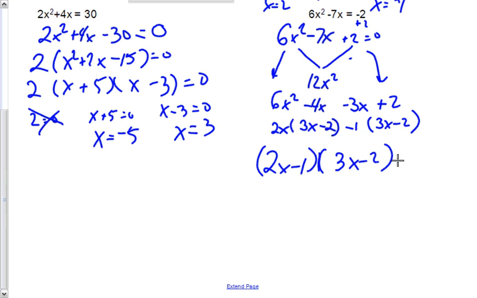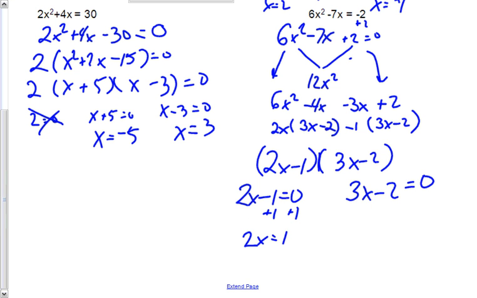Now all we got to do is set each of them equal to 0. 2x minus 1 equals 0, and 3x minus 2 equals 0. Add 1 here. 2x equals 1, x equals 1/2. Yeah, you can get fractions, no big deal. Add 2 to both sides. 3x equals 2, x equals 2/3.